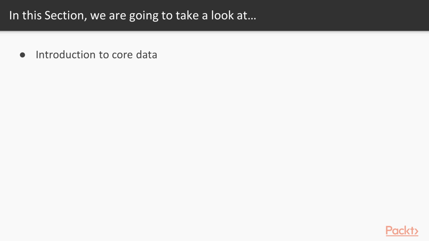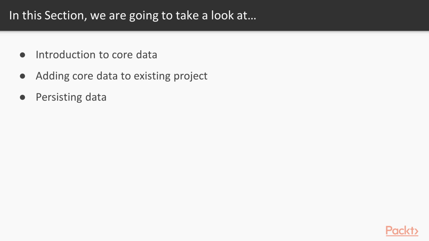In this section, we will get an introduction to the Core Data framework of Apple. We will learn how we can add this specific framework to our existing project. We will also make use of that framework to persist our data and allow the user to star favorite burgers and persist or store newly added burgers. We will also make use of CloudKit to sync the data across devices.